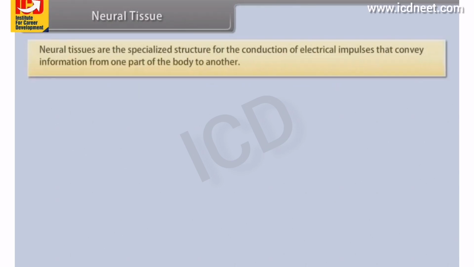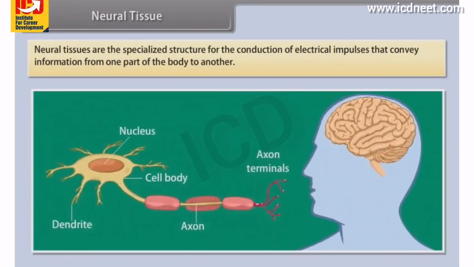Neural tissue. Neural tissues are the specialized structure for the conduction of electrical impulses that convey information from one part of the body to another.